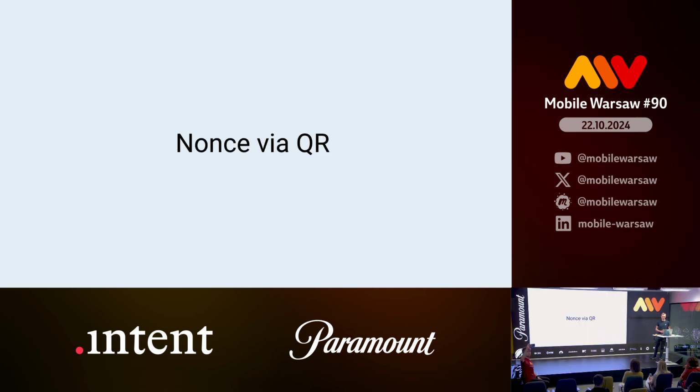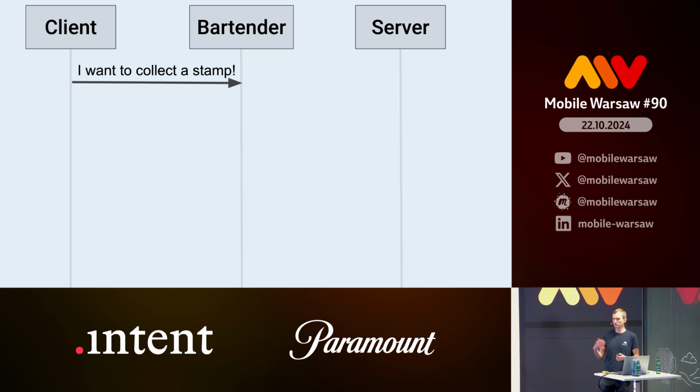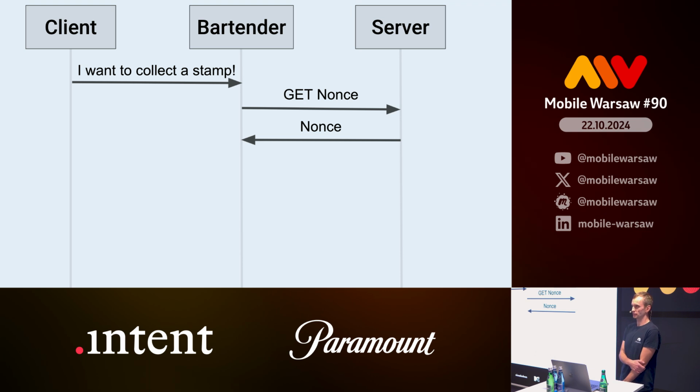The second scenario I thought of is using a nonce through a QR code. Let's say we have a client, we have a bartender, and we have a server. The client asks the bartender to collect a stamp, and the bartender has their own application, and they get a nonce. A nonce is just a random string that is used once, and the server gives that to the bartender application. And this nonce is presented to the client using a QR code.